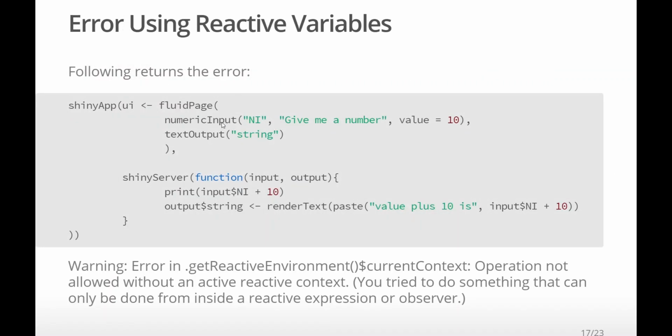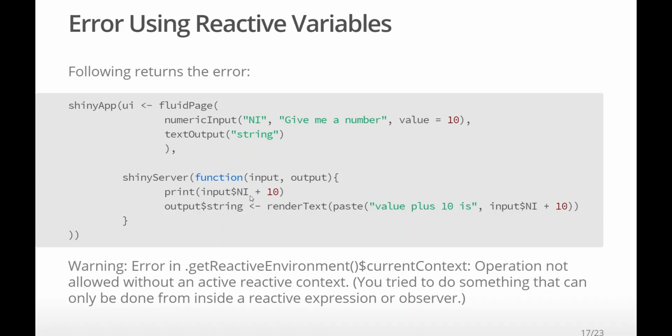So here's an example that does not work. So this is basically doing a one file app. So I have my UI here, where I'm just having a numeric input and a text output. And my numeric input is called NI, and I'm trying to reference that down here in my server. And so I'm doing print(input$NI). This is going to throw this error that you see down here: operation not allowed without an active reactive context. So this is not being run. This code is trying to be evaluated not in a reactive context. So it's not going to work.